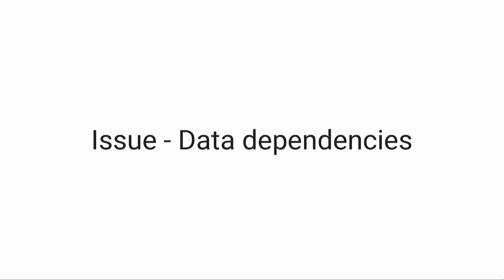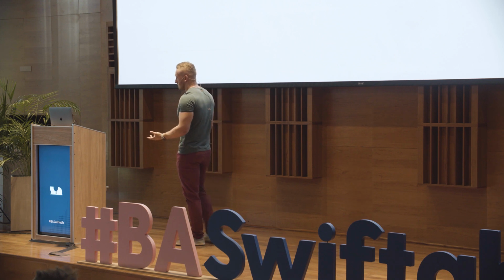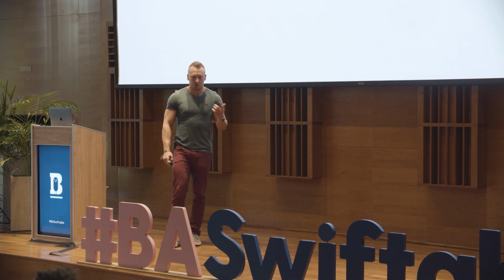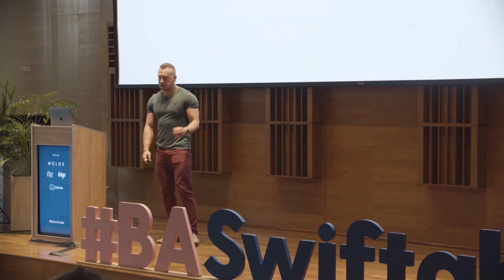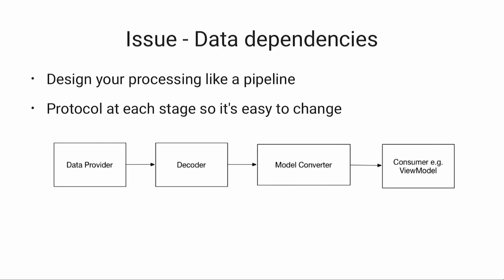Another issue that's very common is data dependencies, and this is something that I hear from all the teams I have ever worked for. People say they are blocked, they cannot work because the server is not ready, so they cannot work on the iOS application. And I say it's nonsense, because if you use testing, if you use protocols, you can mock all this data. As long as you have the API contract agreed with other people, you can work on your part. So the easiest way to do it is to design your whole processing as a pipeline. And at each stage, you want a protocol. So you have a data provider, decoder, model converter, and then you have the consumer, which is a view model or whatever your architecture uses.